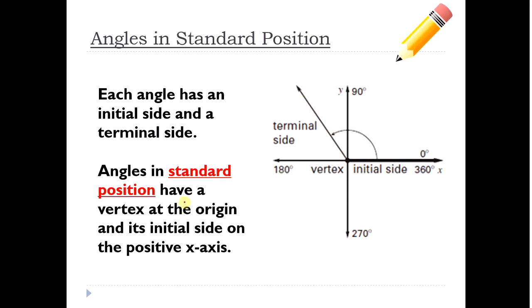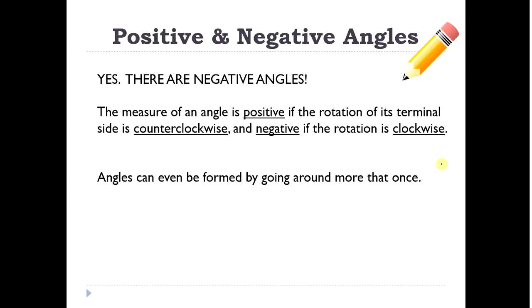Angles in standard position have a vertex at the origin, so right here, and its initial side is the positive x-axis. So it's going to be right here. That's where the positive x-axis is going to be. So we're always going to want to start sweeping it out from there. So, positive and negative angles. You can have negative angles. You don't think about it, but now you actually can when you have this two-dimensional plane.